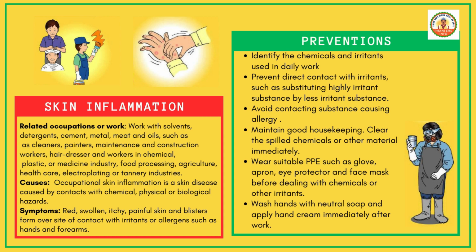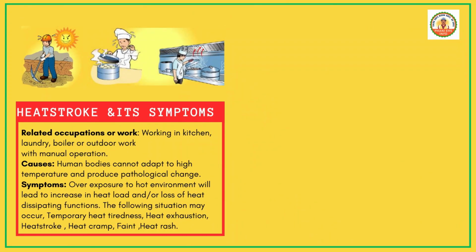Preventions. Identify the chemicals and irritants used in daily work. Prevent direct contact with irritants, such as substituting highly irritant substances with less irritant substances. Avoid contact with substances causing allergy. Maintain good housekeeping. Clear spilled chemicals or other material immediately. Wear suitable PPE such as gloves, apron, eye protector and face mask before dealing with chemicals or other irritants. Wash hands with neutral soap and apply hand cream immediately after work.